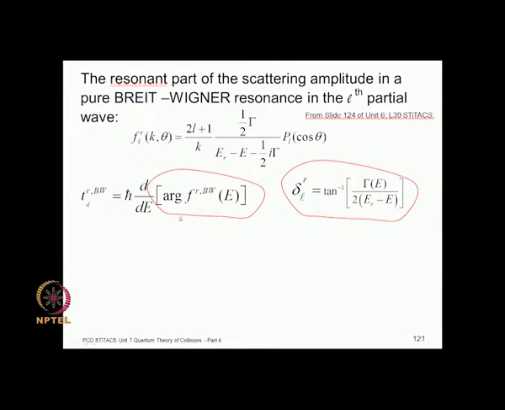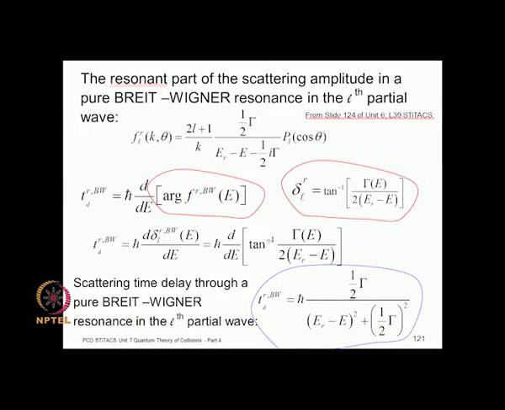So, you can put this angle over here and that gives you the time delay, and this time delay would be h cross times the energy derivative of this angle, which is coming from the scattering amplitude at the Breit-Wigner resonance. So, this is your net result: if you take the tan inverse of this and take its energy derivative, this is the result that you get. It is a very simple result, but also a result which tells us how to relate the time delay with the lifetimes at a resonance.